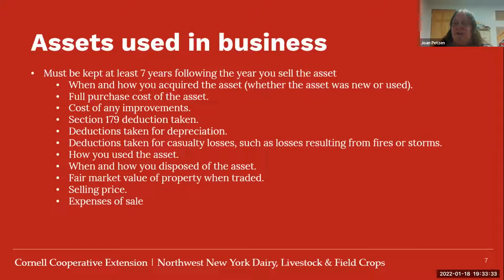And if you trade the asset in, keep the records for 7 years past when you traded it, when the asset that you traded it in on was used. So let's just pick a hay rake as a piece of machinery. If you were to buy a hay rake and then decided to upgrade and get a better hay rake, and you traded the first hay rake in on the second one, until you sell that second one, you would need to keep the records from when you purchased the original hay rake.